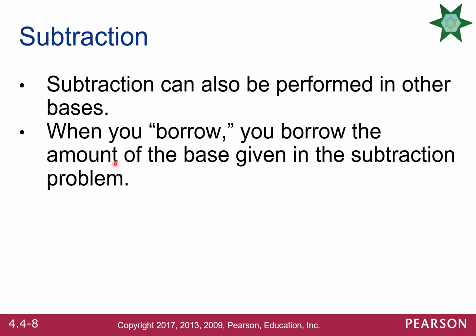So here too, when we borrow in other bases, instead of borrowing tens, we will borrow the amount of the base. If we are working in base 5, then we are going to borrow a bundle of fives from the left column and add it to the number on top of the right column and then perform the subtraction. So that's what it says here.